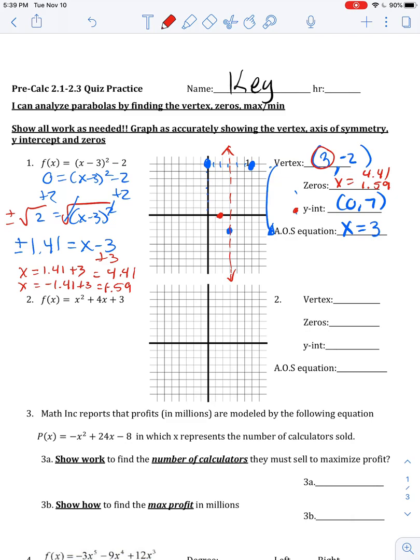So my zeros are going to be at x equals 4.41 or 1.59. I go over here, here's 1. I do my best to do 5.9. Then I go 3, 4.41. And it's good that they're kind of symmetrical because that's what should happen.